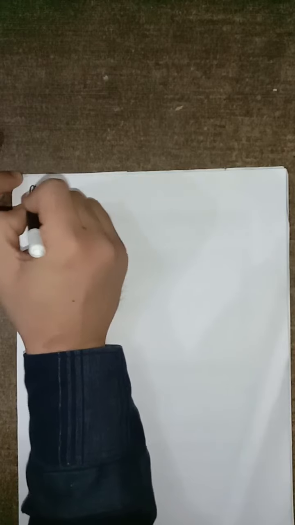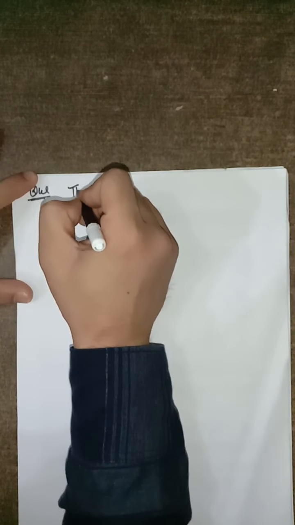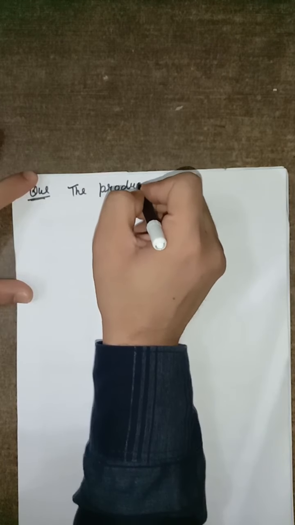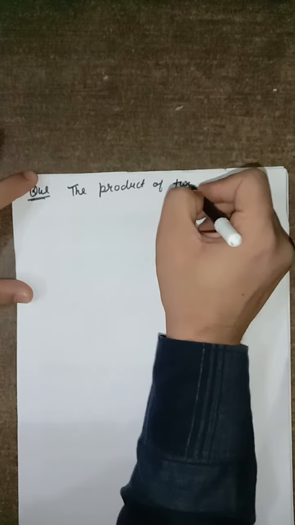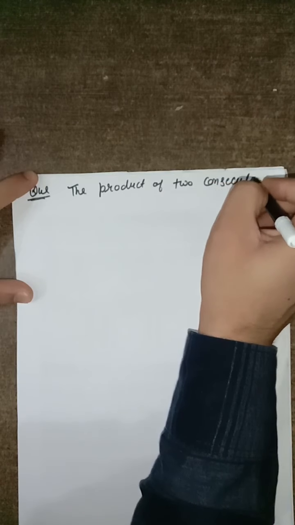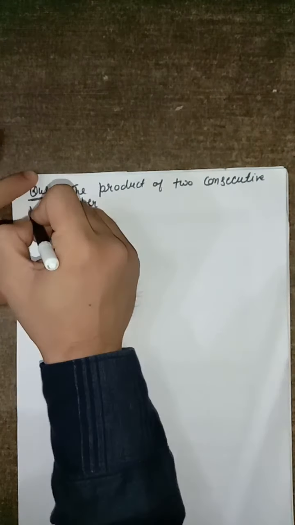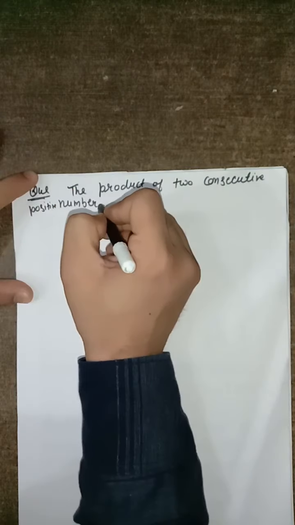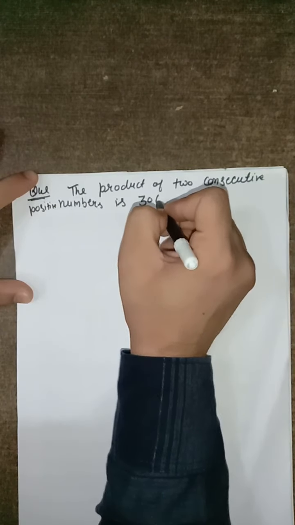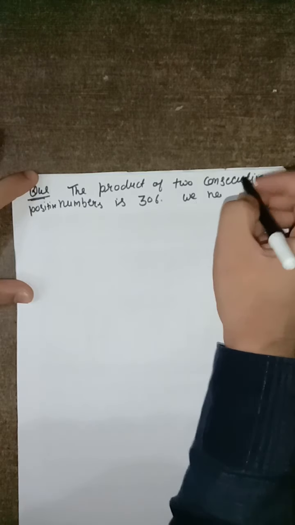Now our next sum is: the product of two consecutive positive numbers is 306, and we need to find the integers.